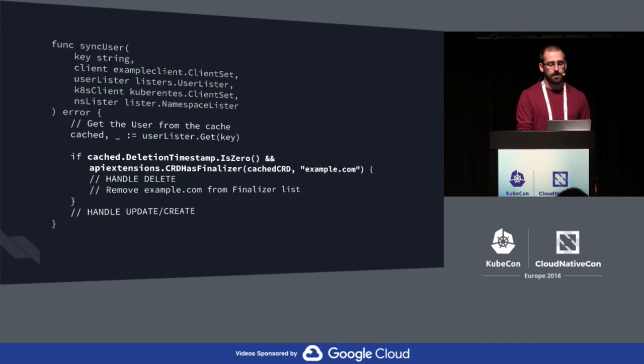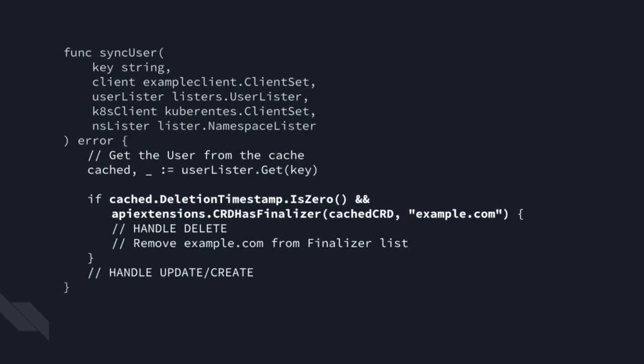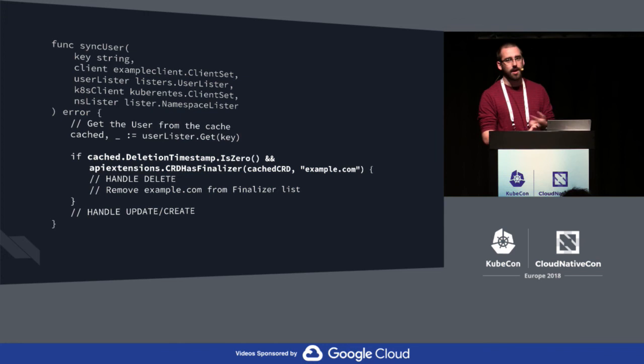So this is an example of the worker function. We have a whole bunch of arguments here because these are the things that we interact with. But essentially, one of the first things in this worker function is an if statement that checks to see if the deletion timestamp is set and if the finalizers list has our finalizer in it. If that's true, that means that the object is deleted and we haven't yet done the work that we need to do. So we need to handle the delete.